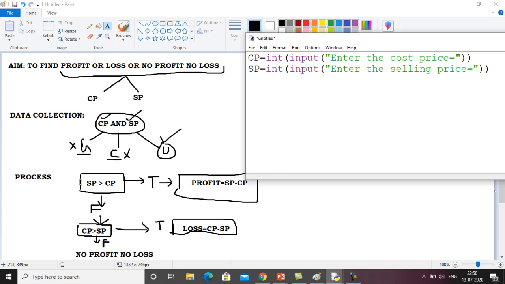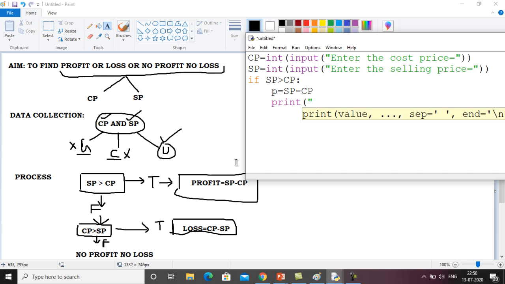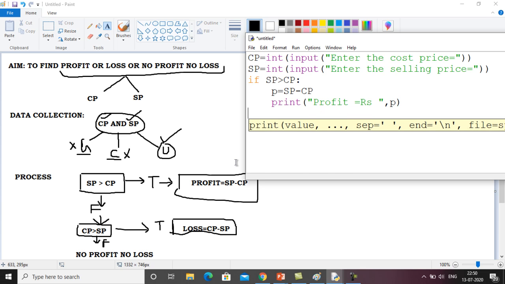In the process part, first of all I have to check this condition. I will write if SP, that is selling price, is greater than cost price. If this is right, then let's take P for finding the profit, and in P we find the difference SP minus CP, and then we print the message profit is equal to rupees, comma, and then the value of P. Okay, so this is the if part.